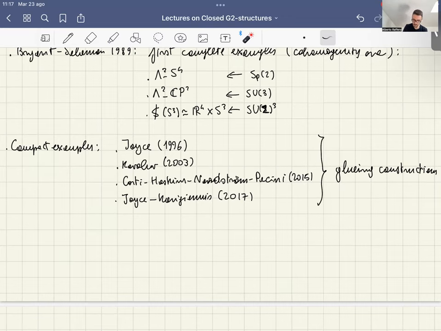So these are all gluing constructions, and the goal of these constructions is to obtain a compact manifold which is endowed with a closed G2 structure. So with a G2 structure whose three-form defining it is just closed, and such that the codifferential of that three-form is small in a suitable sense. And then by a theorem of Joyce, it is possible to perturb that three-form in order to obtain a torsion-free one. So you can use, let's say, a key result that guarantees the existence of torsion-free G2 structures on compact manifolds.